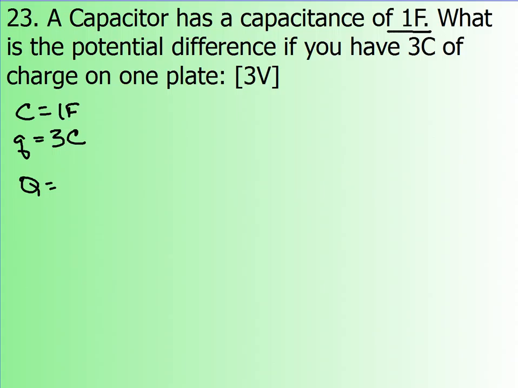I know that the charge on a capacitor is equal to CV. Sorry about that, pen's acting up. So the voltage, I'm going to divide through by C. So the voltage is Q divided by C. The charge is 3 coulombs divided by the capacitance, which is 1 farad, or 3 volts.